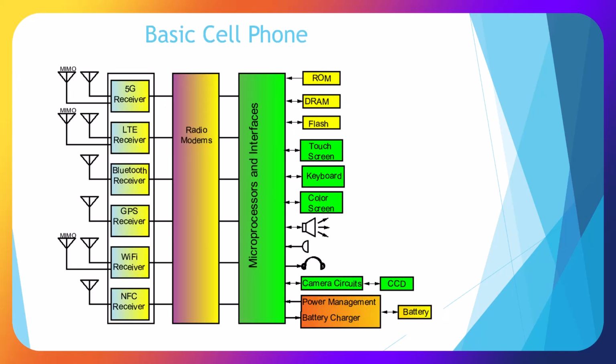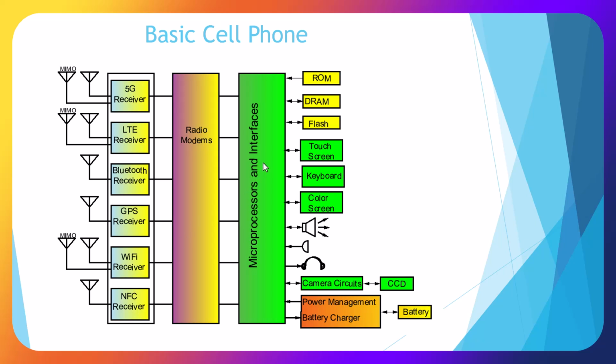Okay, here we have a basic cell phone block diagram, and we have our radio modems and our receivers. We have a 5G, an LTE receiver, and a Wi-Fi, and you notice that they have two antennas, which I'll cover later. Then we have a Bluetooth receiver, a GPS receiver, and an NFC receiver.